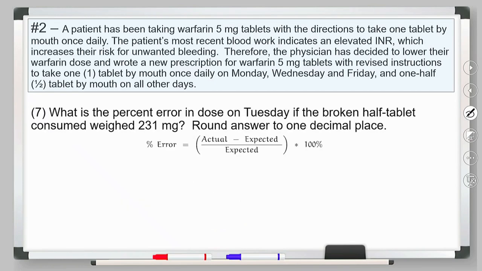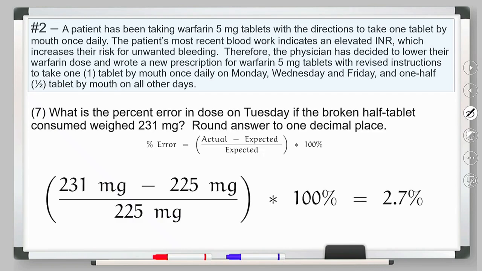Even with a pill cutter, you don't always cut it right in half. So in this case, they cut it in half on one day, and it was 231 milligrams. Is that acceptable? Is that close enough to what it should have been? Well, let's figure it out. What is the percent error, if you will, with that thing?